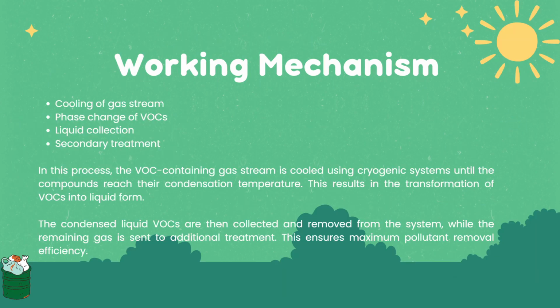So we jump into the working mechanism. There are four main points here. The first one is the cooling of the gas stream. In this process, the VOC containing gas stream is cooled using a cryogenic system until the compounds reach their condensation temperature. This results in the transformation of the VOC into liquid form. The condensed liquid VOC is collected and removed from the system, while the remaining gas is sent to additional treatment. This ensures maximum pollutant removal efficiency.